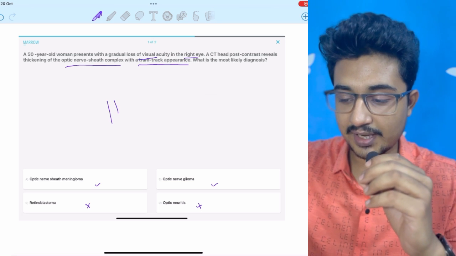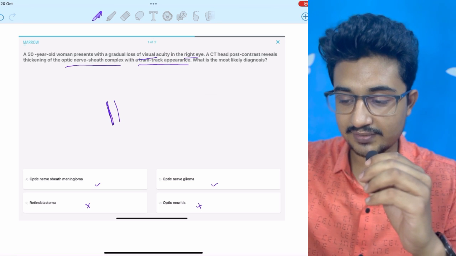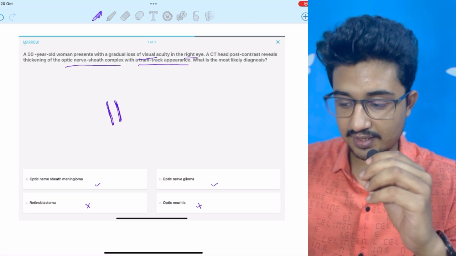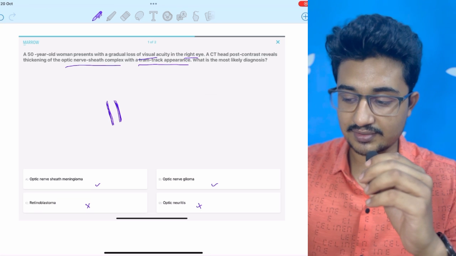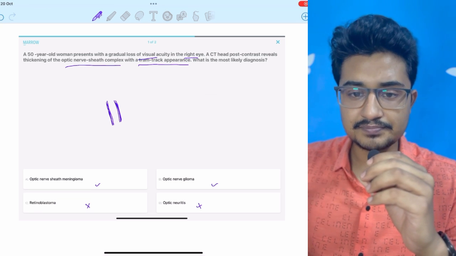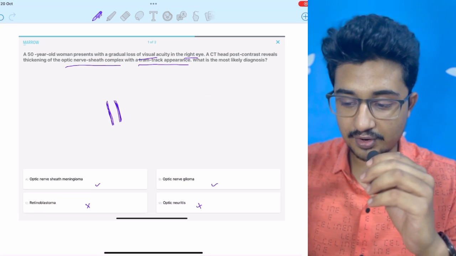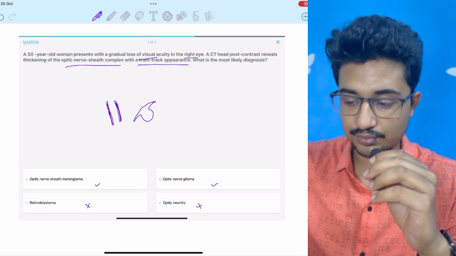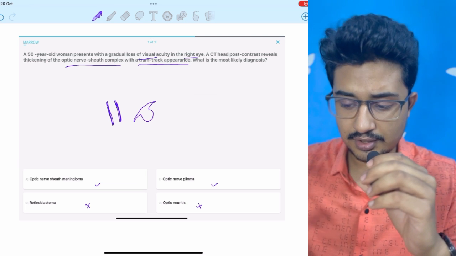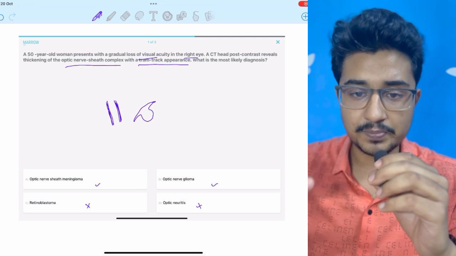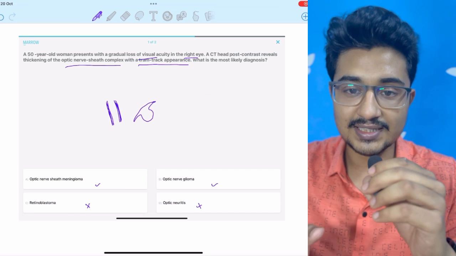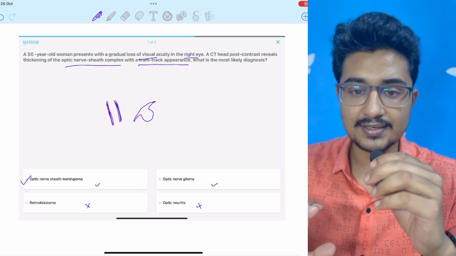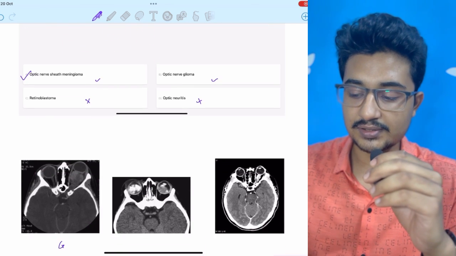Now, tram track appearance means there is the optic nerve, and here there will be calcification and here there will be calcification. In which of the cases can you get calcification? In optic nerve glioma, there will be fusiform swelling, but in optic nerve sheath meningioma, because in meningioma of the brain also you see dural tail sign and calcification. So more chances that optic nerve sheath meningioma will have the calcification and tram track appearance, and that is the correct option. See, I didn't know the answer, I just ruled out the options.